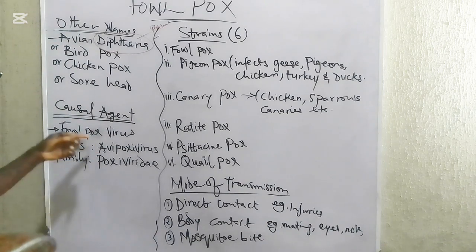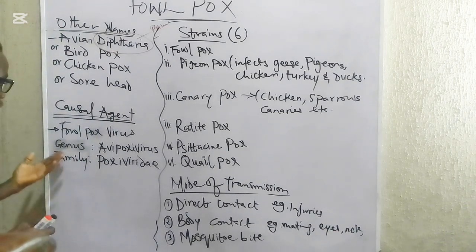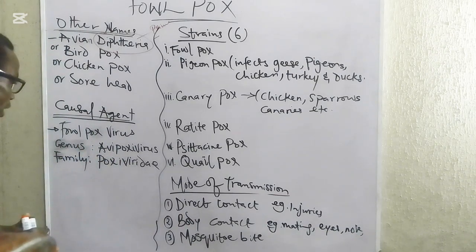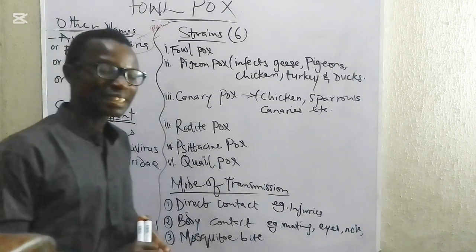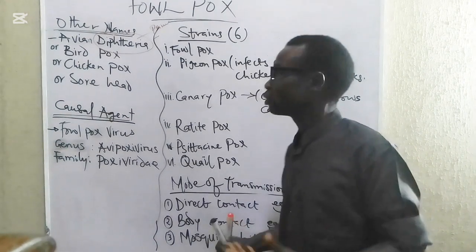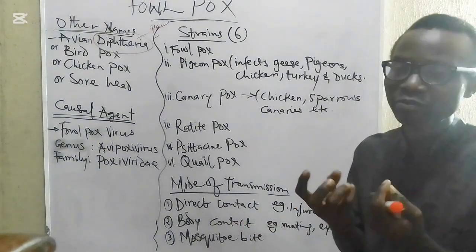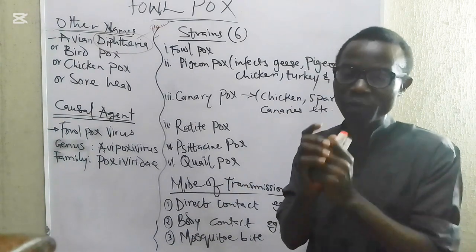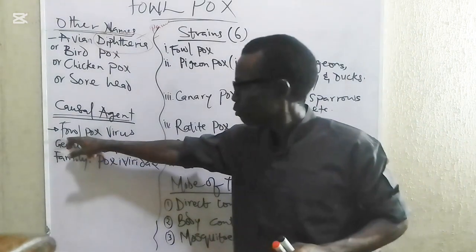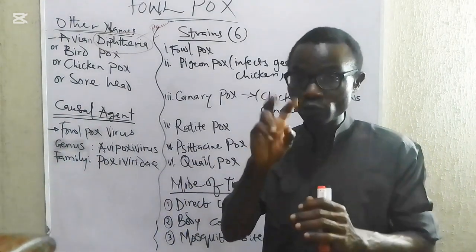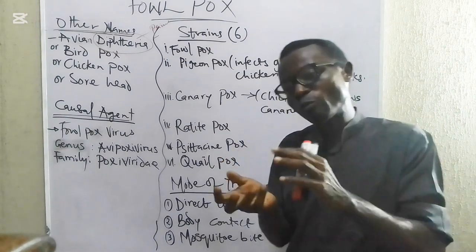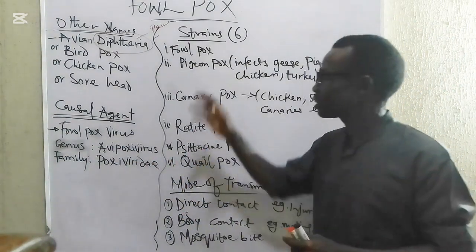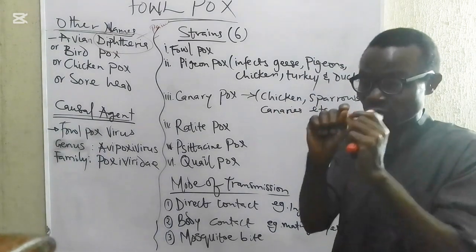Now, the causal agent is fowl pox virus. It's of the genus Avipoxvirus, and the family Poxviridae. Now, we look at the strains. The strain means different versions in which you see them. Some ailments manifest themselves in different forms so that you don't get to know them, and that's one thing about viruses. Now, this fowl pox virus is actually a large double-stranded virus that has a way of coming up in different forms. These are the different strains, different manifestations of that particular virus.